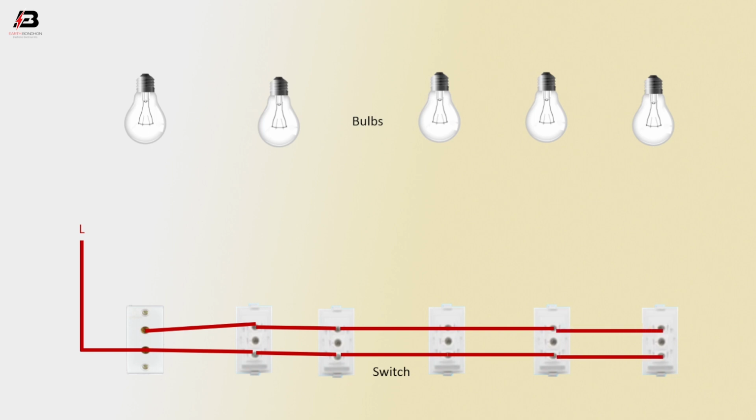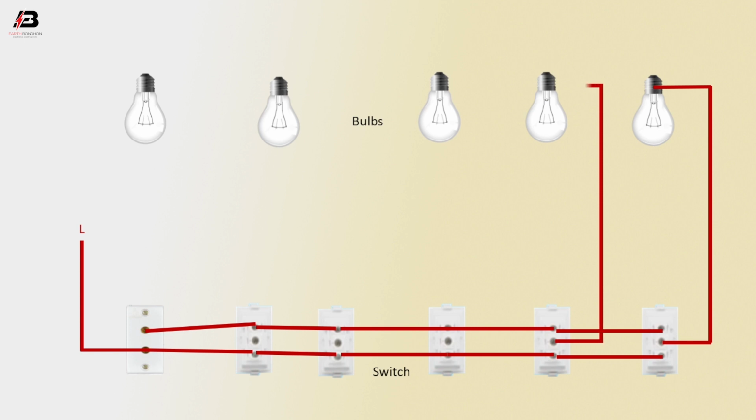Phase connection outgoing from switch 6 common terminal to bulb 5. Phase connection from switch 5 common terminal to bulb 4. Phase connection outgoing from switch common terminal to bulb 3.